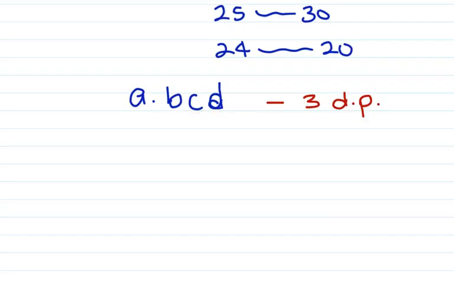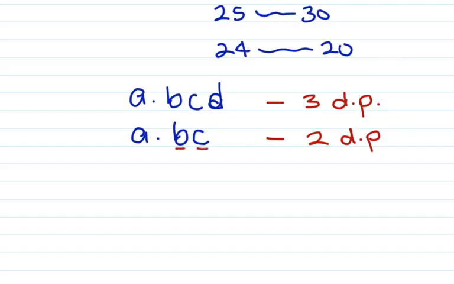I'm going to write the same number back now. A point B C, and this is a number, yes, you guessed it, to 2 decimal places, and I know that because there are 1, 2 numbers after the decimal point. And last of all, I can say A point B, and this is a number to 1 decimal place because there's just 1 number after the decimal point. So you get the idea? Let's hope you get the idea. Now let's put it into practice.